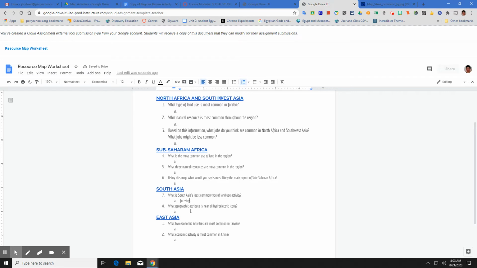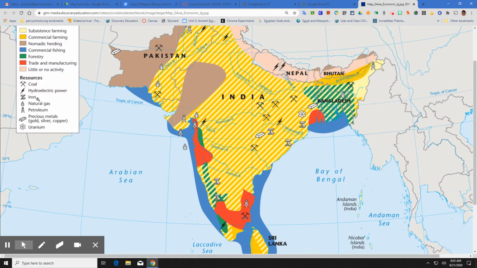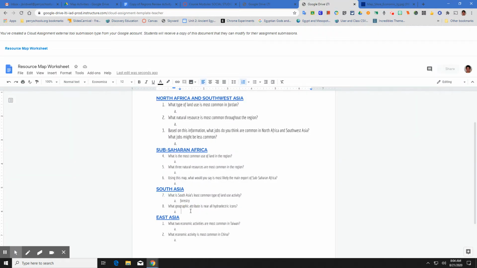What geographic attribute is near all hydroelectric icons? Okay, so what is hydroelectric icons? We've got to find it over here, the little Harry Potter symbol, just kidding, the lightning symbol. So we see one here, we see one down here, we see one here. So what feature is near all of these? Rivers, because hydroelectric means water. You have to have some type of water to have hydroelectric.